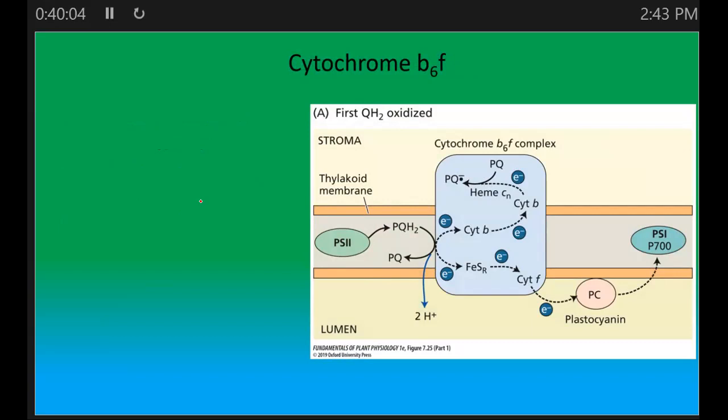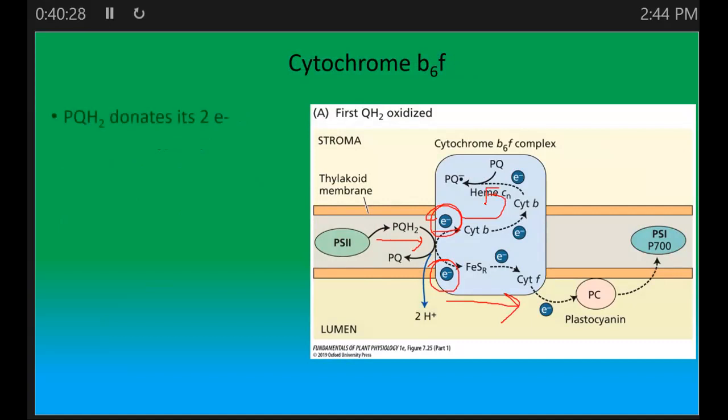And you can see that the PQH2, so it's moving laterally, and then it donates both of its electrons. So here's the 2 electrons that it's donating off. And you can see those 2 electrons go in different directions. So there's one that goes off this route, and then there's one that kind of stays in the cytochrome B6F.